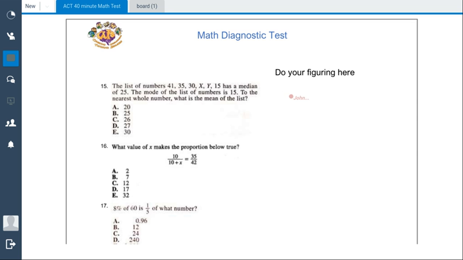So 25 is equal to y plus 30 over 2. Well, that would be 50 is equal to y plus 30, so y is equal to 20. And so this value is 20. And then in order to find the mean, I need to add all those values and then divide by 6. And when I do that, the answer is 26.